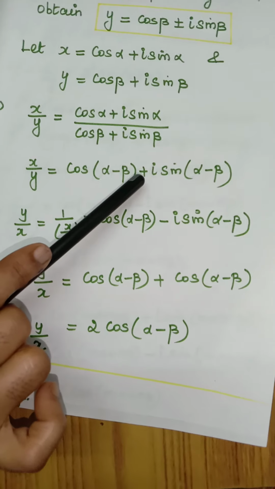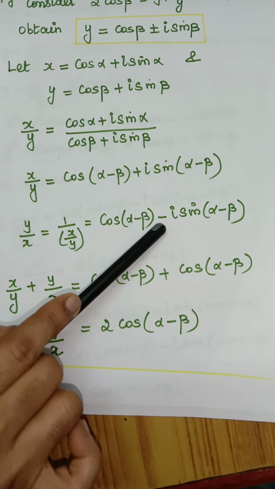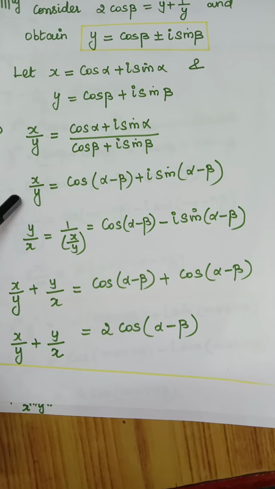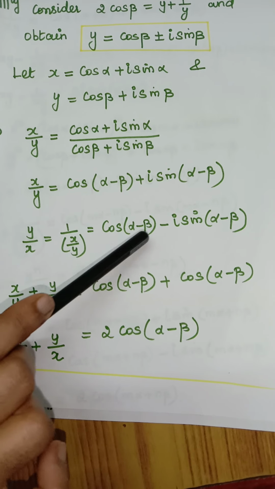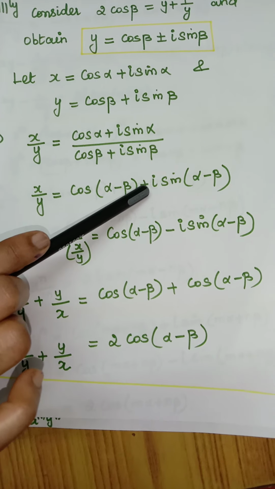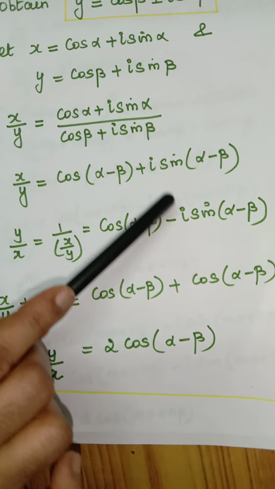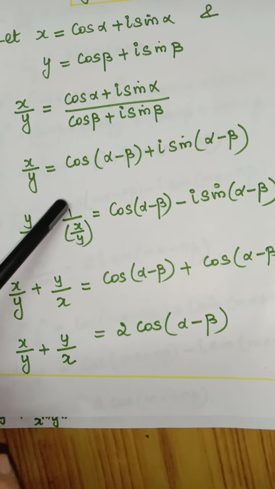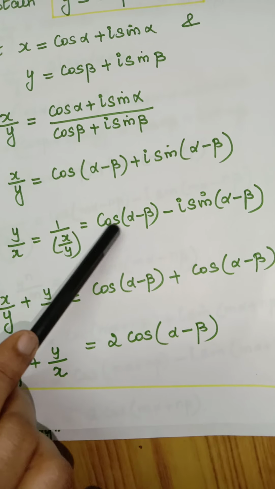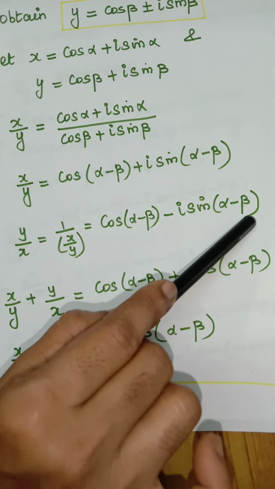Now what you have to do? You have to replace i by minus i. Okay? So it is z. 1 by z is equal to z bar. So what you have to do? You have to replace i by minus i. Replace i by minus i while you are taking the reciprocal. Okay, so it is equal to cos of alpha minus beta minus i sin of alpha minus beta.